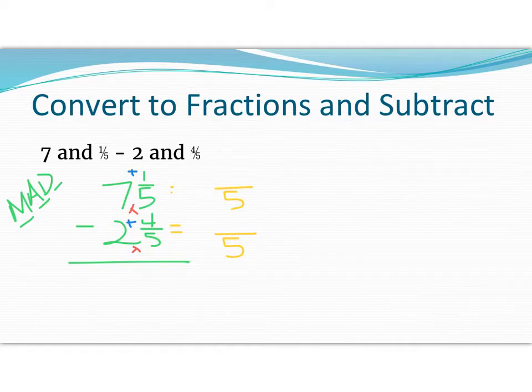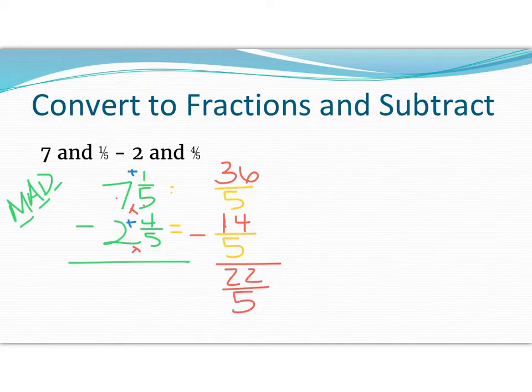So for the top one, we would do 5 times 7 plus 1. 5 times 7 is 35, plus 1 more is 36. For the bottom fraction, 2 times 5 is 10, plus 4 is 14. And now we can subtract. 36/5 minus 14/5 is 22/5.